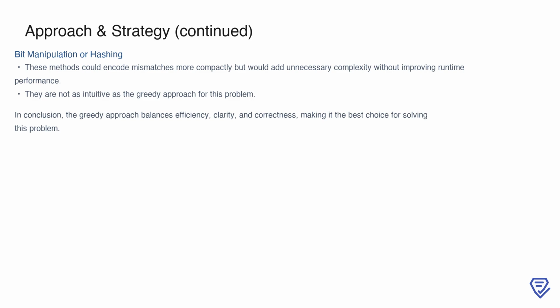While alternatives such as bit manipulation or hashing could encode mismatches more compactly, they would introduce unnecessary complexity without improving runtime efficiency. These methods are less intuitive and do not align as well with the structure of this specific problem. The greedy approach, on the other hand, strikes an ideal balance between efficiency, clarity, and correctness. By directly addressing the mismatches and leveraging the problem's constraints, it provides a clean and effective solution. This combination of simplicity, efficiency, and focus on the problem's unique characteristics makes the greedy approach the best choice for solving the minimum swaps problem.